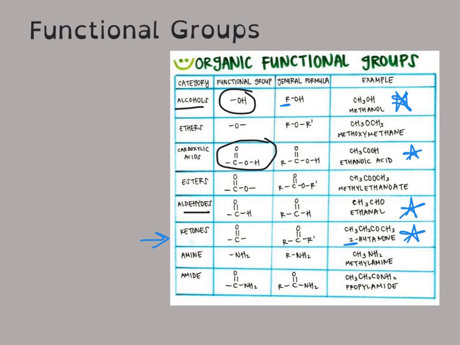So go ahead and remember these, or at least recognize these, so that whenever you have to name some of these in worksheets and such, you'll know what they are.